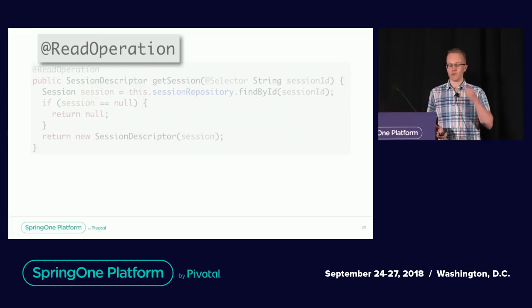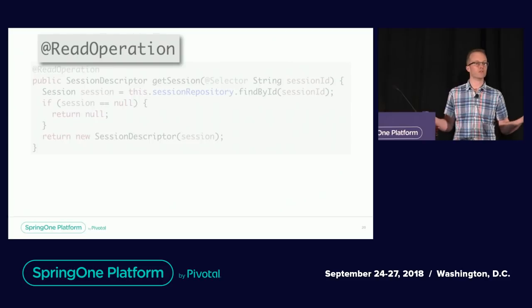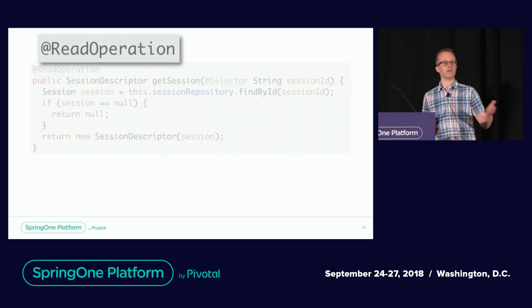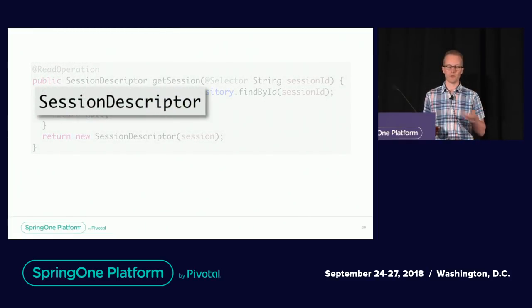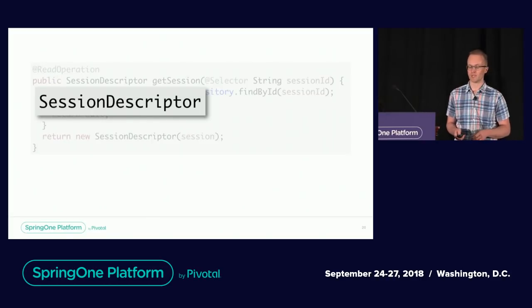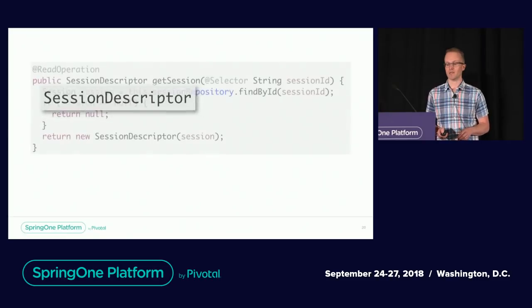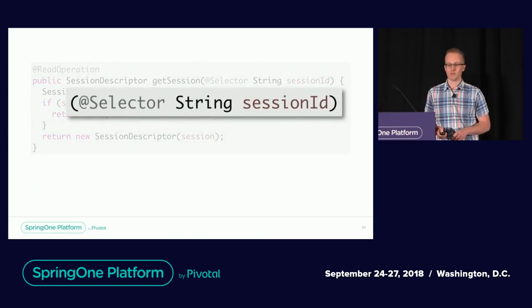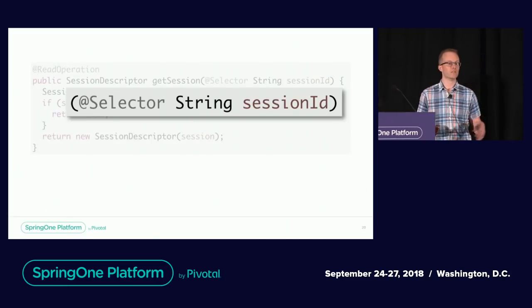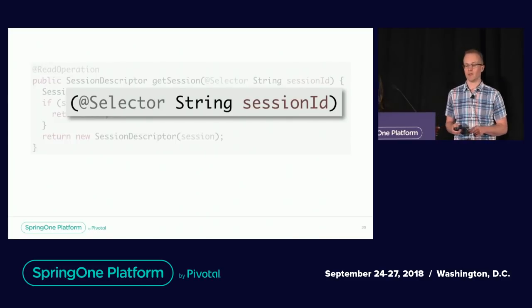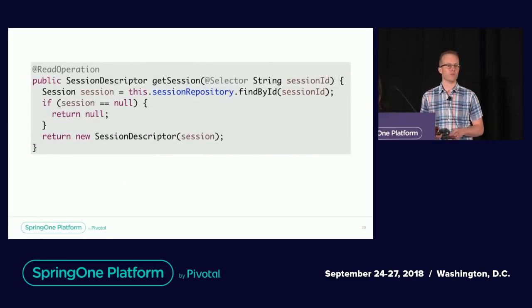So here's another read example. This one's slightly different. The previous one was using the username as a kind of search to say, I want everything that matches these criteria. Again, here we've got a read operation, a session descriptor. This time we're returning an individual session, rather than a report about lots of sessions. We're returning some information about a single session. The difference here is that the method parameter is annotated with selector, and that tells the actuator infrastructure this parameter should be used to select a specific thing. And here we want to select a session with a particular ID.